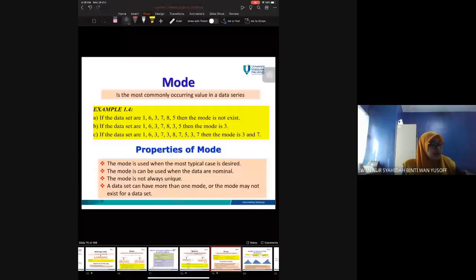Okay. So mode is the most commonly occurring value in a data series. We use mode a lot when we have qualitative data. So mode is not always unique. Sometimes there is no mode in your data. Sometimes we have one mode. Sometimes we have more than one mode in your data.